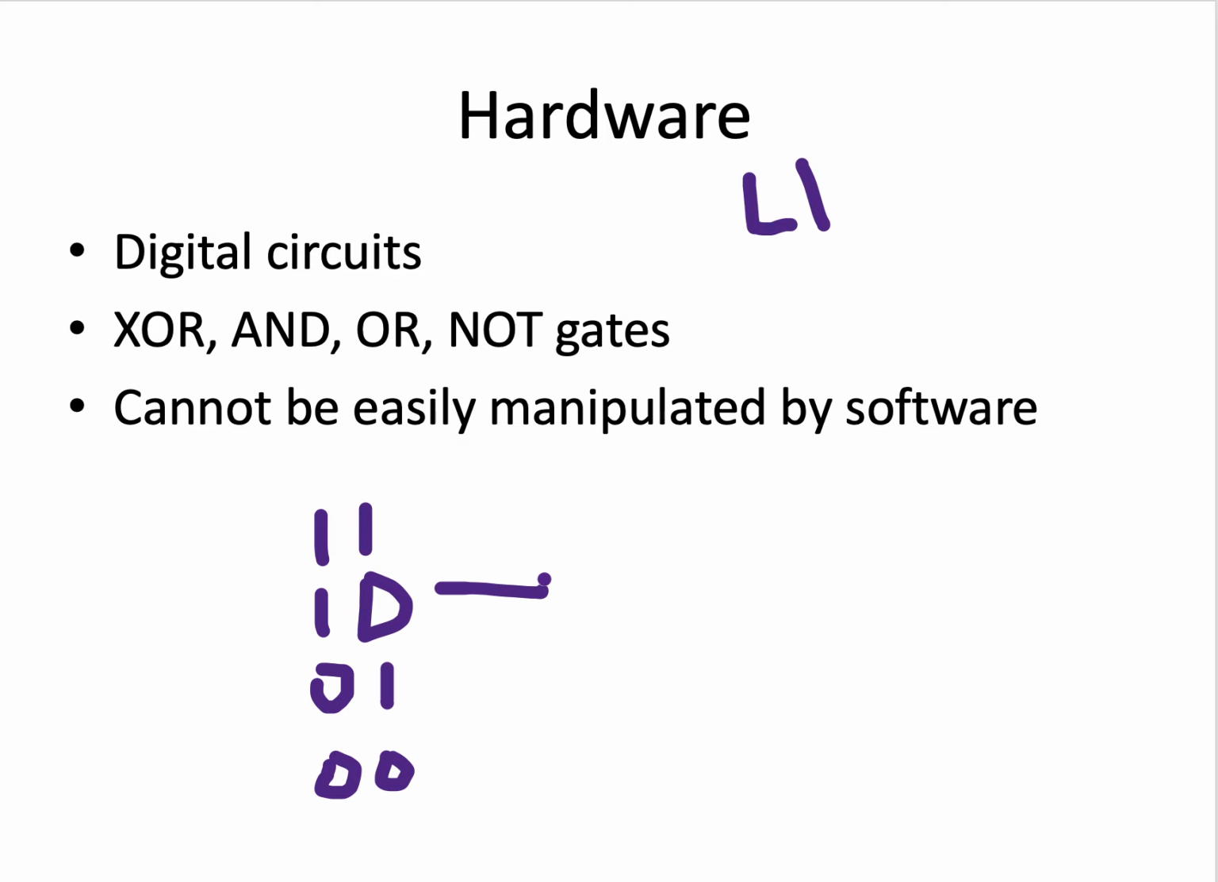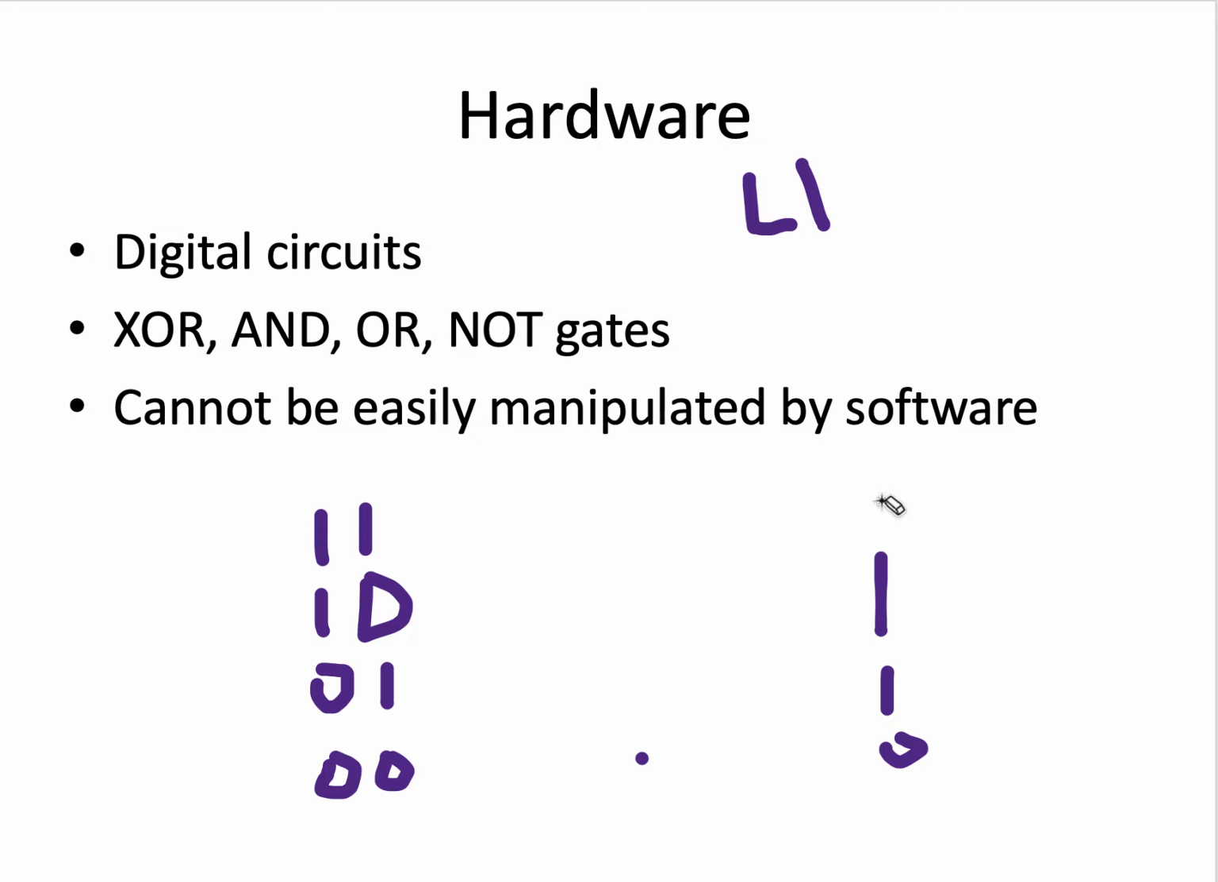Exclusive OR says the only time it's true is when only one of them is true. So this is true, which translates to 1. This would translate into 1, and the other ones would be false. That's false, so that translates into 0. That translates into 0. So that is exclusive OR.